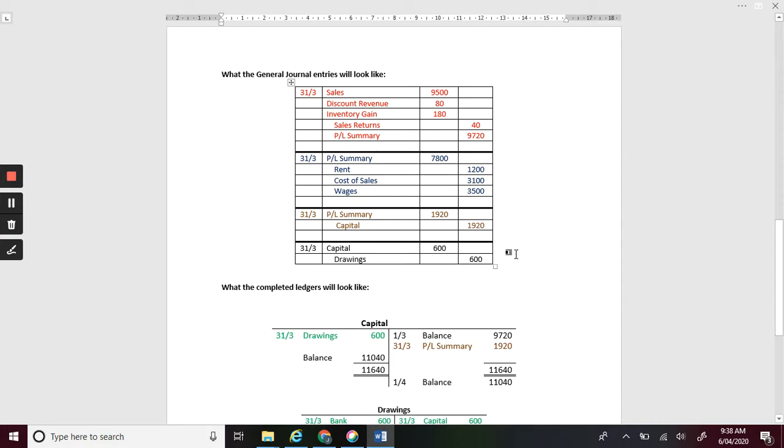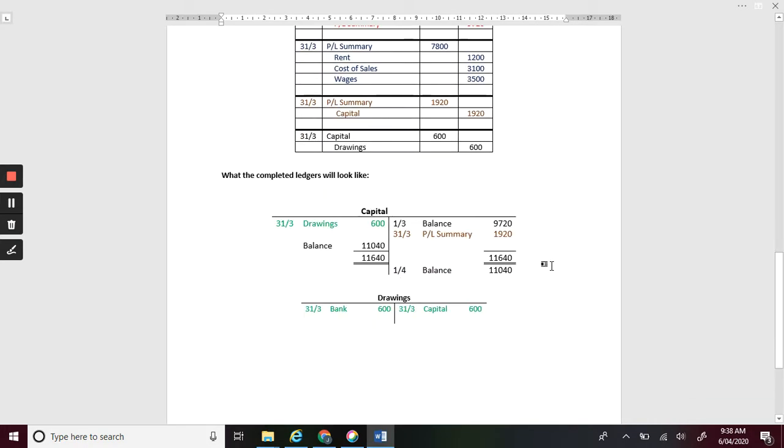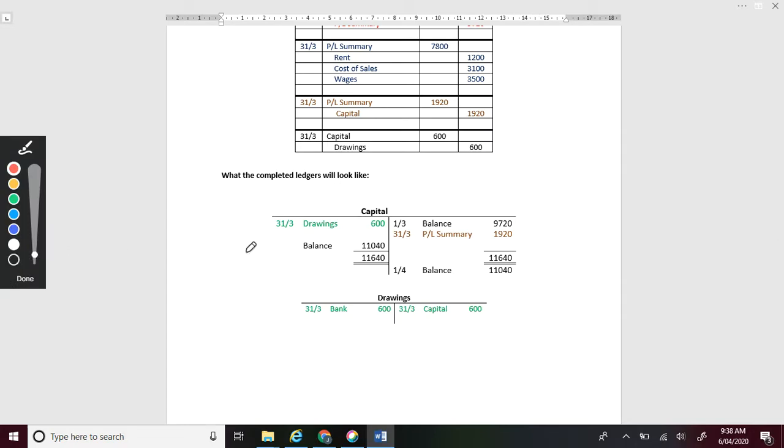And then the last step is to close off the drawings. And so here are those ledgers. There is the balance at the beginning that we have. There is that transfer of the profit, 1920, so increasing your capital. And here is the transfer of the drawings to the capital ledger. So remember, drawings will be a debit, and to close it off, you have to credit it, and then it's still going to be a debit. So the drawings is still a debit, but it's been transferred to the capital account.